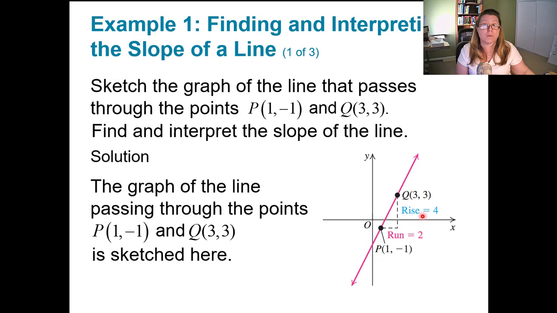This is our slope, rise over run. Rise is 4, run is 2. So 4 over 2, but of course it's a fraction, so we can reduce that a little bit to 2 over 1, aka just 2. The slope here is 2.